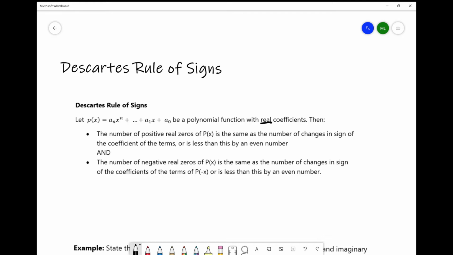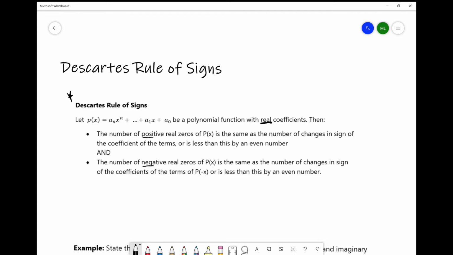Now what this means is that, remember we said that we could have at least one zero in the set of complex numbers, and this was by the fundamental theorem of algebra. But if I just want to figure out what the real zeros are, be it a positive real zero or a negative real zero, I'm going to refer to Descartes' rule of signs.